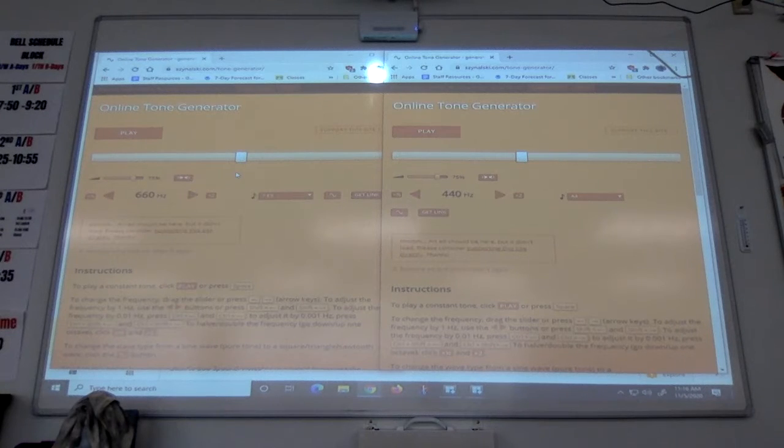Double it, right? So 880. This is going to be high, by the way. See how those two sounds go together? And they kind of fit together really nice? That's an octave.